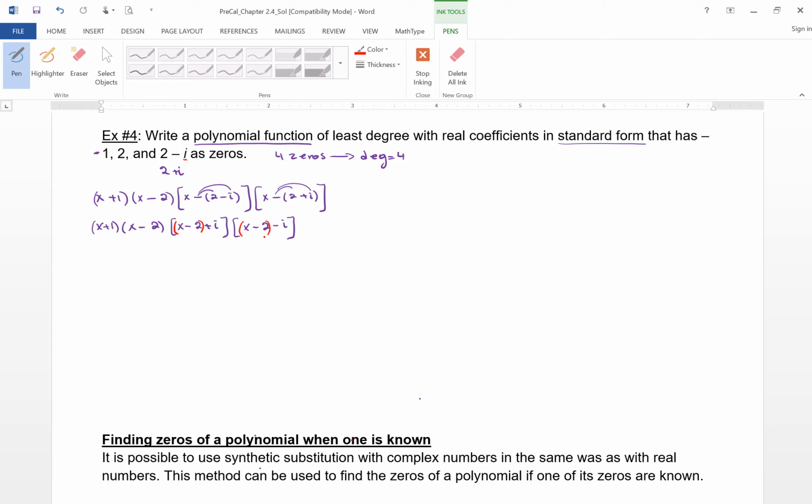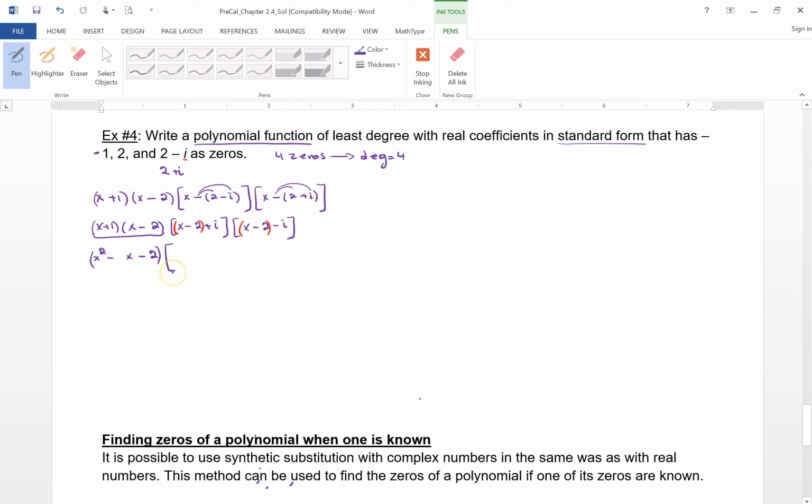Because I can do that. Now, let's multiply this part. It's just basic foiling. So I get x squared minus 2x minus 2x, x squared minus 1x minus 2.